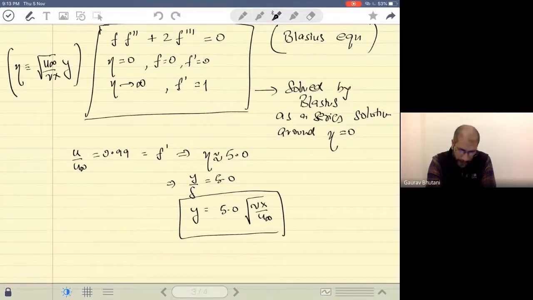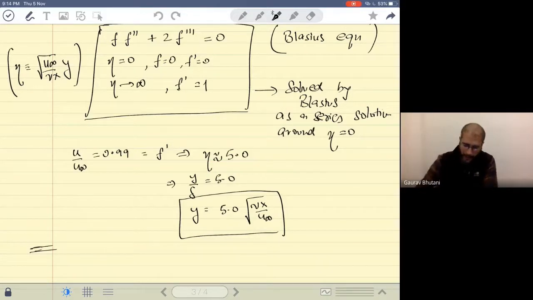And again, once we have f as a function of eta, that can be used to easily find the value of the wall shear stress, and from that you can get the skin friction coefficient, because all of them depend ultimately on u and v and their gradients. Great, so this is the end of the recap of fluid mechanics in a boundary layer.